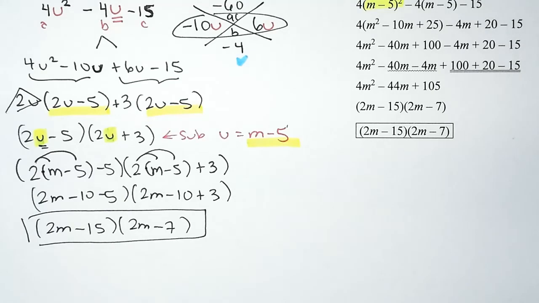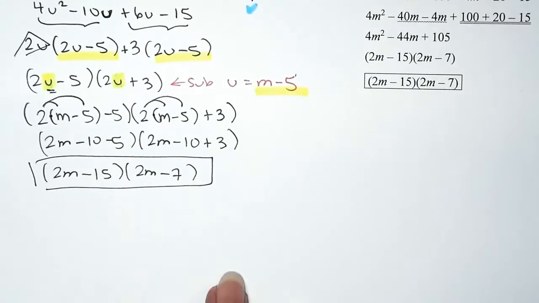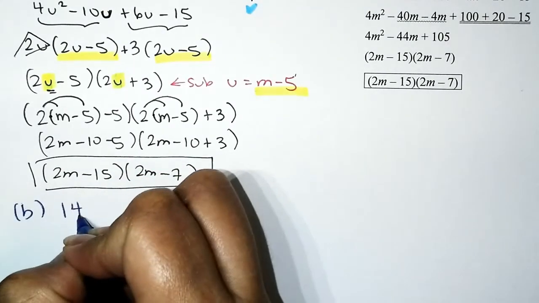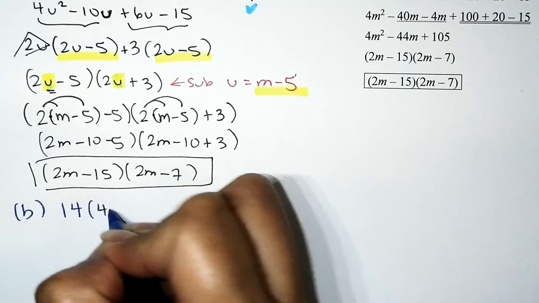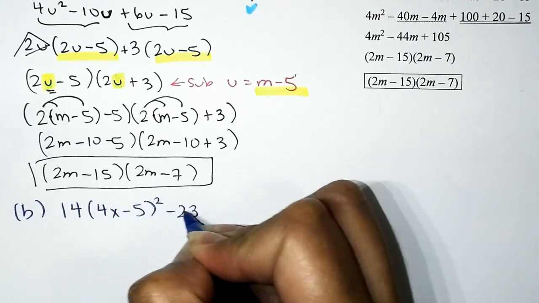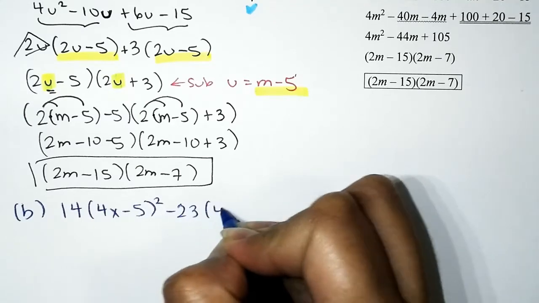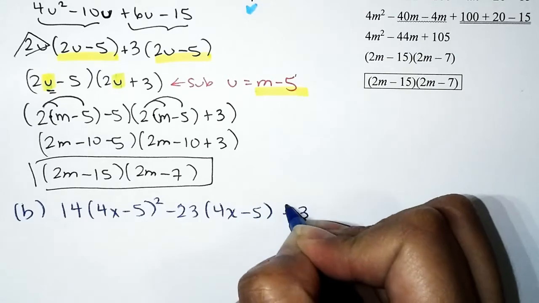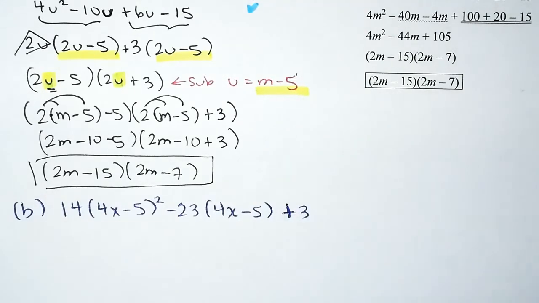Cool. So I said that we're going to do 2 problems. Let's go ahead and do our second and final problem, and then we're out. I know, I can't believe it either, just 2. So we have 14 times the square of 4x minus 5, minus 23 times 4x minus 5, plus 3. Fantastic.